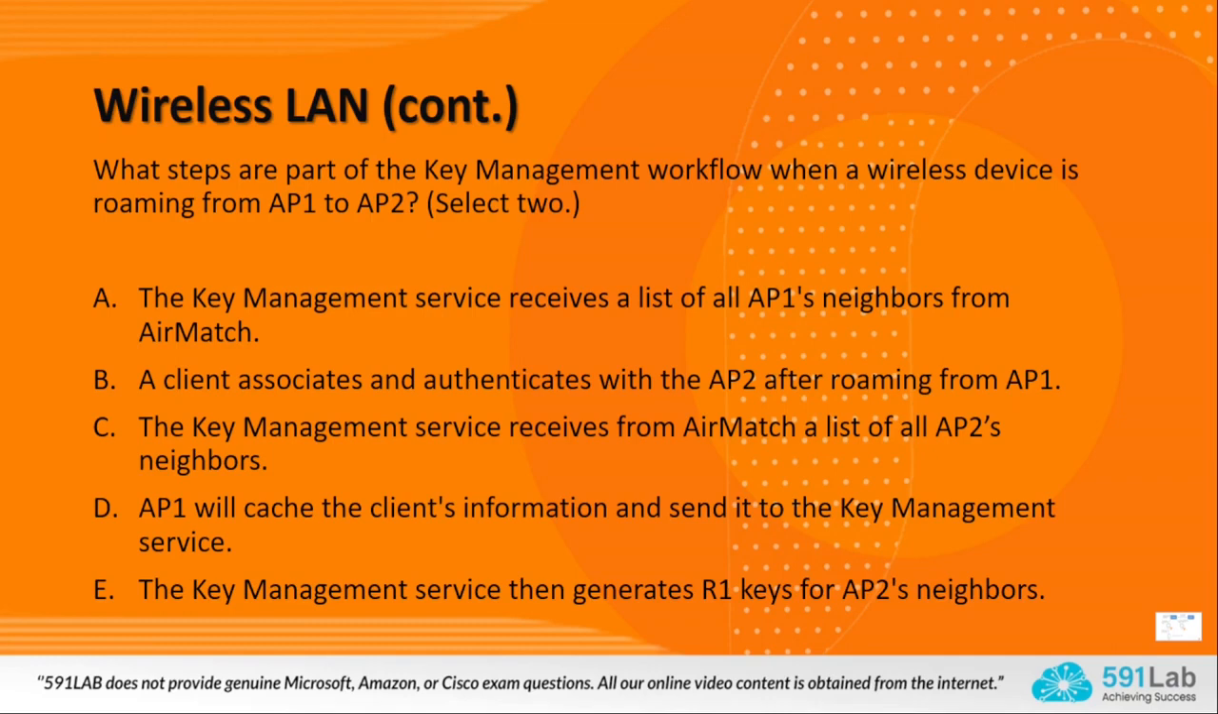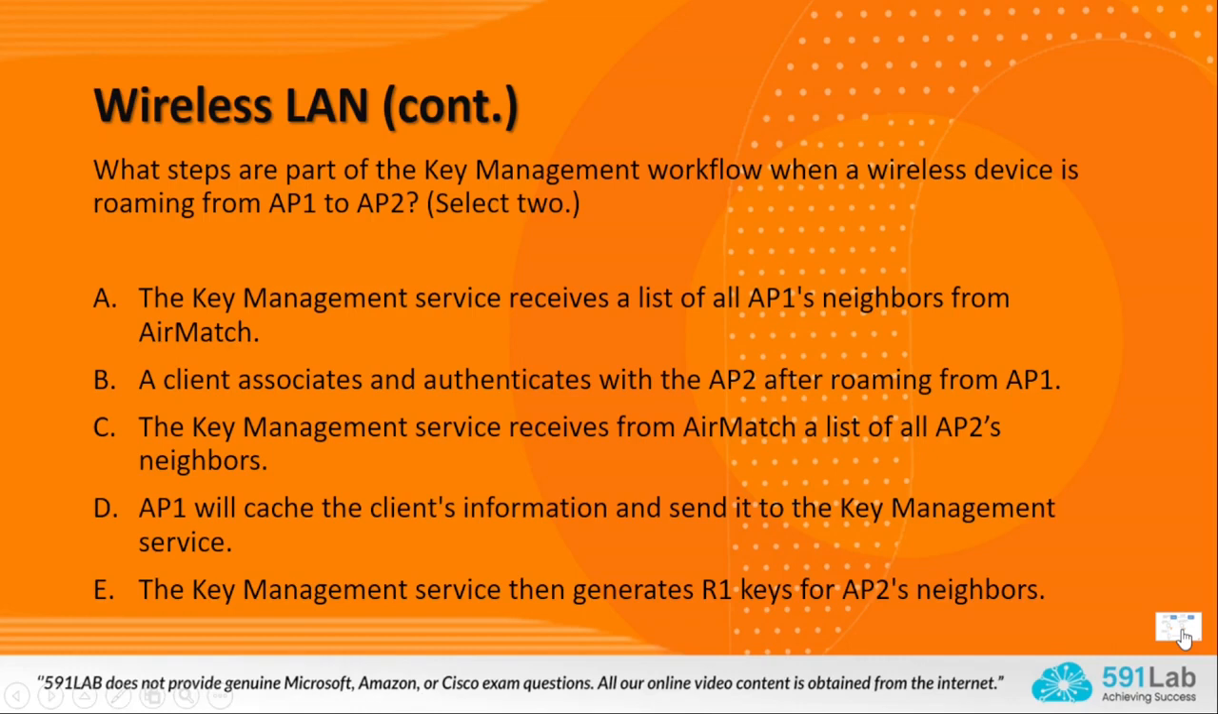Option B. A client associates and authenticates with AP2 after roaming from AP1. No authentication after roaming to AP2. That is the whole idea of 802.11r fast roaming. So there's no authentication after roaming. So this is wrong. Option B is wrong.